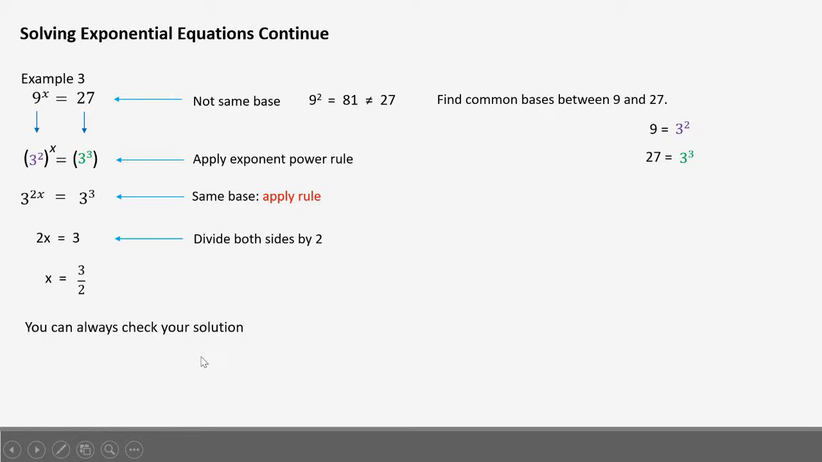Now again, you can always check your solution. So let's check it again. So x was 3 over 2, so I'm going to plug in 3 over 2 where the x is. So 9 to the 3 over 2 equals 27, and again, if you put that in the calculator, it gives you 27. But again, after this PowerPoint, I will show you how to do it by hand, because there are some instructors that limit the calculator use. So it depends what instructions you get, but some instructors want to see all the work, especially something like this that you can do everything by hand. So that's why I'm going to show you how to do it by hand.